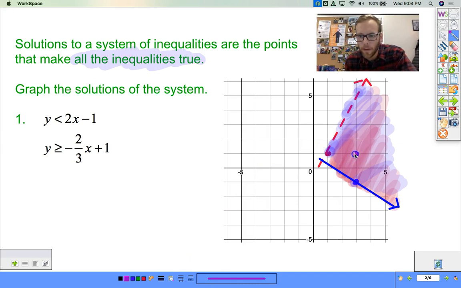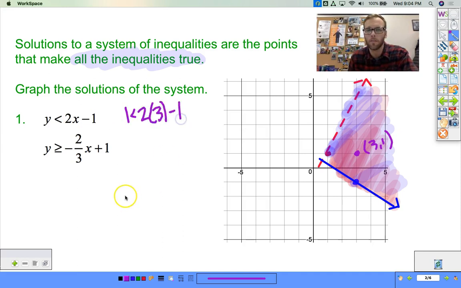Pick this point right there. What is that point? (1, 2, 3, 1) 3, 1 is in the region that we shaded both times. Try it in the top one. Is 1 less than 2 times 3 minus 1? Yes, it is. How about in this one?